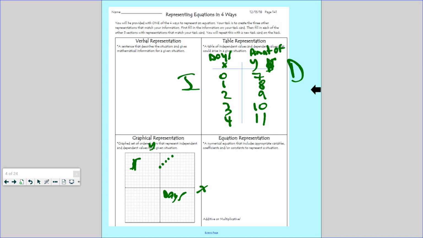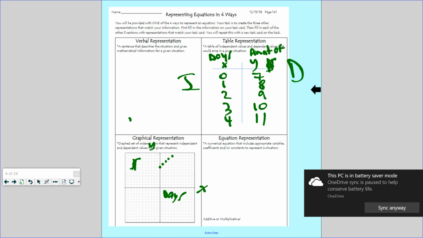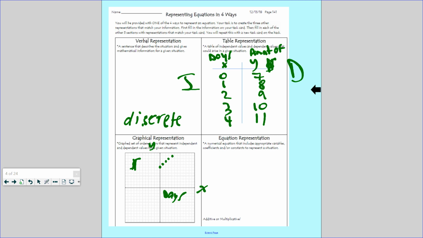So is this going to be continuous or discrete? It is going to be discrete. We are not connecting the dots because she's not earning money for half of the day. She's earning money for the whole day. So the equation is, what's the relationship between 0 to 7, 1 to 8, 2 to 9? It is plus 7. So y equal x plus 7.